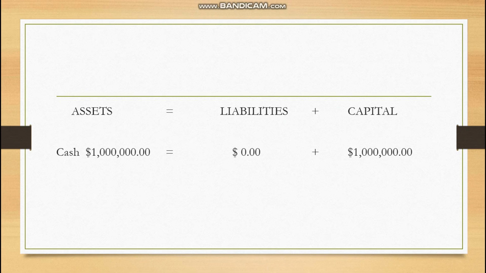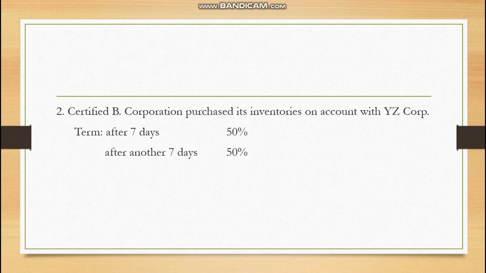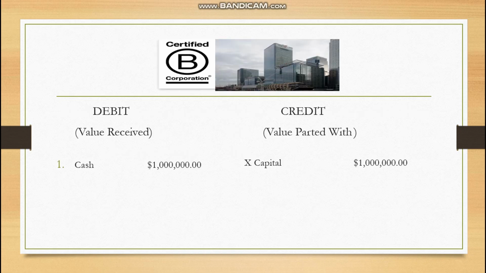Now, let's proceed to our second transaction. Certified B Corporation purchased its inventories on account with YZ Corporation. The term of the purchase is that half is to be paid after 7 days and the other half after another 7 days. So the entry for this transaction is debit inventories, if you use the perpetual inventory method, in the amount of $500,000 and credit liability YZ Corporation $500,000.